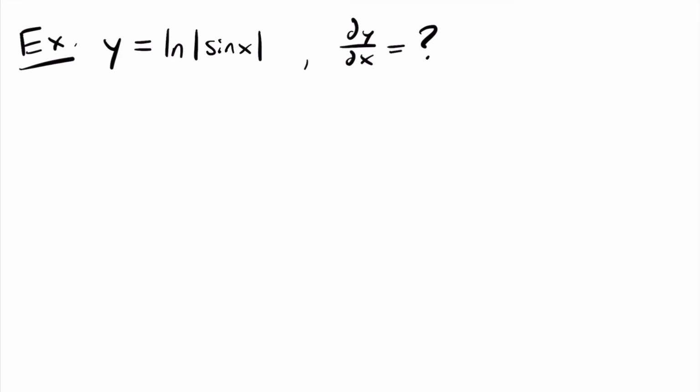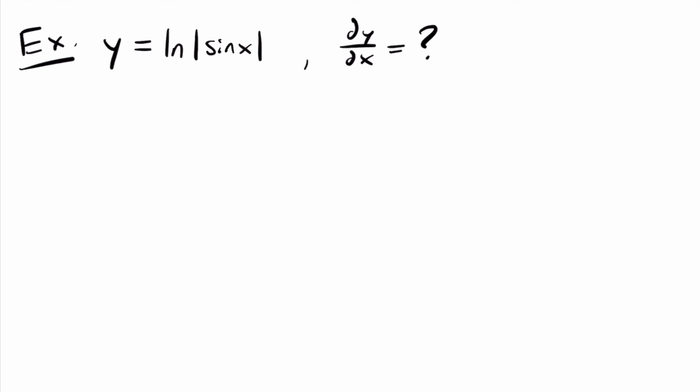All right, so finally we have y equals the natural log of the absolute value of sine x, and we want to know the derivative dy dx of this function. And so don't let these absolute value bars trip you up. All these mean is that we are only looking at positive values of the sine function, right?